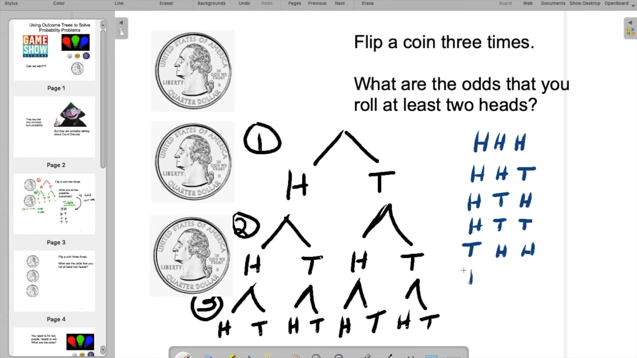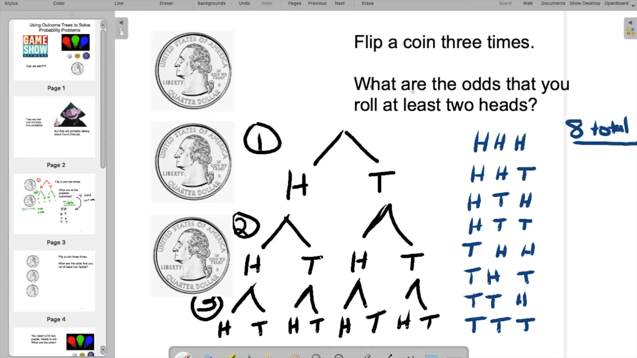Item 6 is tails, heads, tails. Item 7 is tails, tails, heads. And item 8 is tails, tails, tails. So we had 8 total outcomes that were possible here. These 8 that I just wrote down.